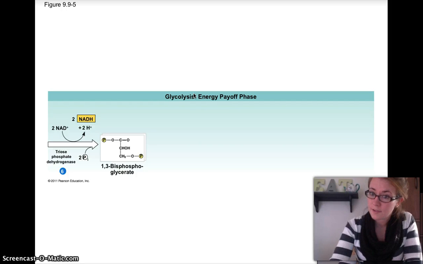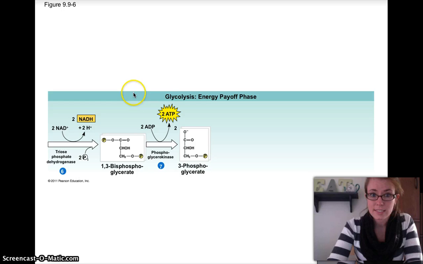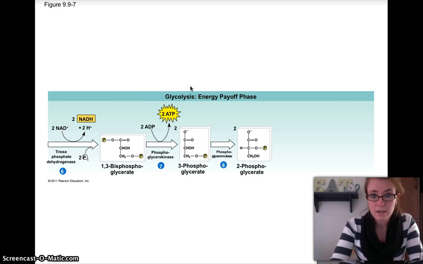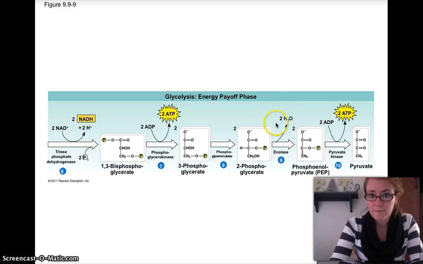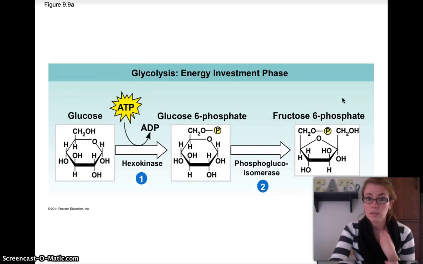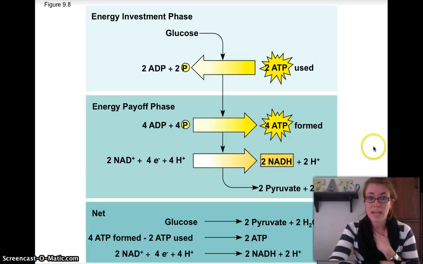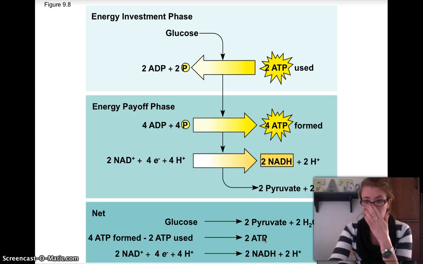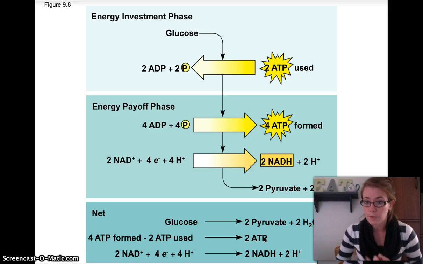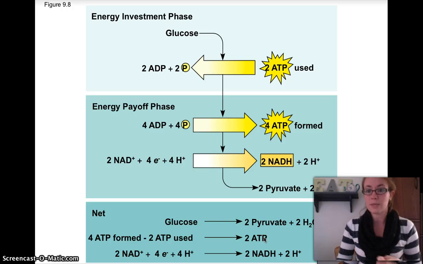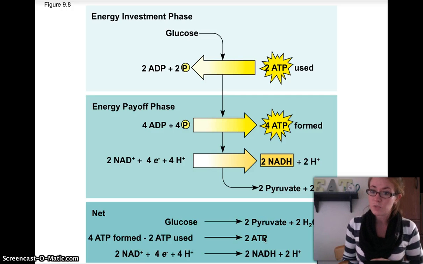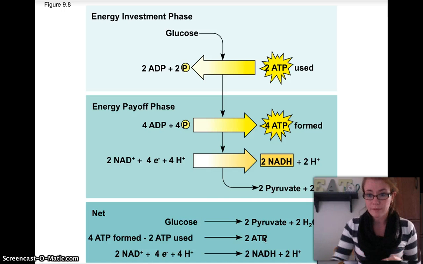But then comes the energy payoff phase. In the very first step, we get out 2 NADH. That's big. We want this NADH. Then we get out 2 ATP via substrate level phosphorylation. And then finally, we get 2 waters right here, and then 2 more ATP. So overall, we have gained, back to that first slide with the picture, 2 pyruvate and 2 waters, 2 ATP, 2 NADH, and 2 H pluses. Through the energy investment phase, we put in 2 ATP, and then in the energy payoff phase, we got 4 ATP, 2 NADH, which are going to turn into much higher energy later, and 2 pyruvate. And that's glycolysis.